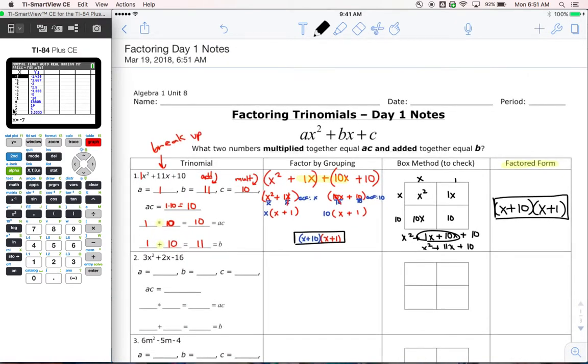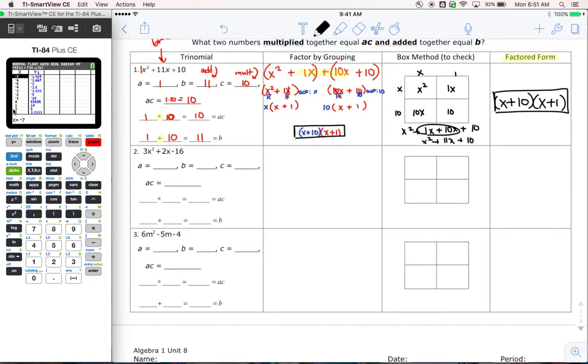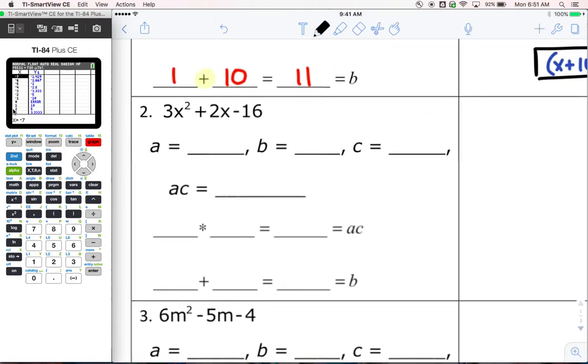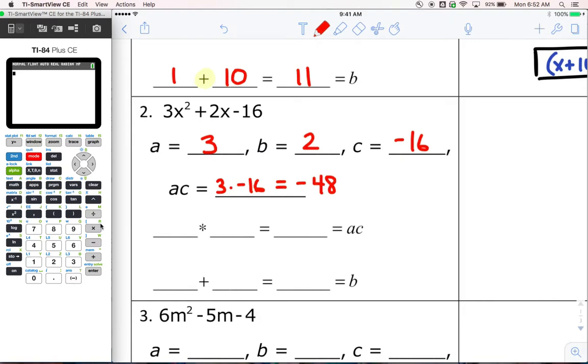That's how we factor. Okay, let's go ahead and do it again. We got 3x squared plus 2x minus 16. So a in this case is 3, b is 2, c is negative 16. So a times c, remember we're multiplying here, would be 3 times negative 16, which is negative 48. Let me just double check my math because, as you can see, it's kind of early. 3 times negative 16, negative 48. So we're multiplying to get negative 48, a times c, but they still have to add up to just plain old b, the number in the middle, in this case, 2.